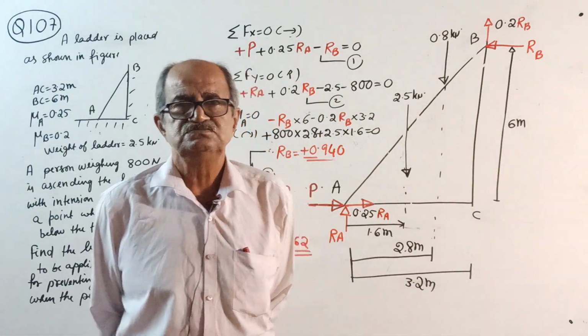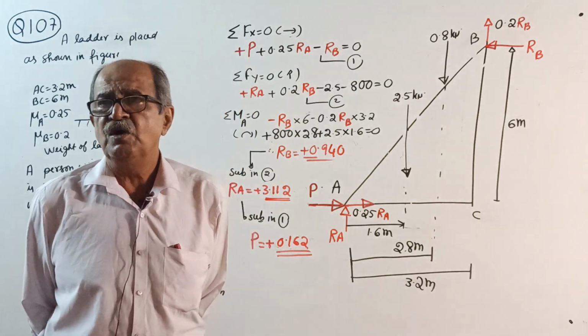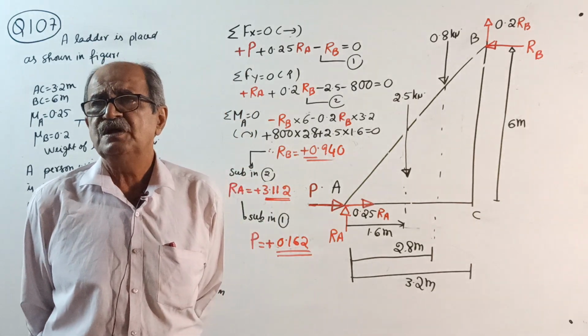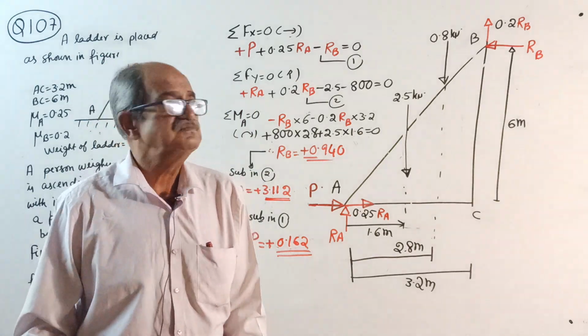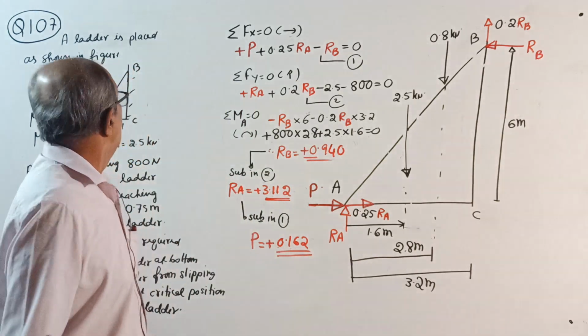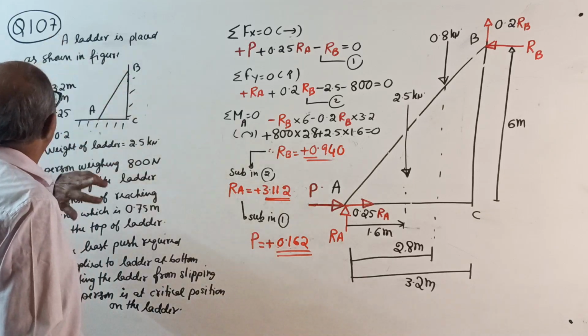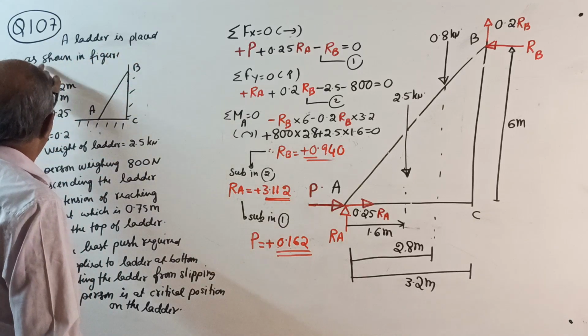Welcome to all. We are nearing the end of ladder friction. That is almost the end of friction also. That is part 4, Question 107. A ladder is placed as shown in the figure.